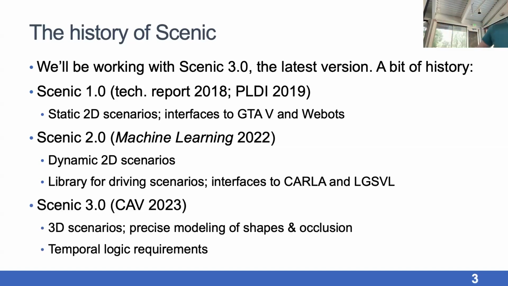And then finally, the most recent version, which is what we're going to be working with, adds full support for 3D scenarios and it models the shapes of objects, so Scenic can understand when things collide or do not, or when one thing blocks the view of another thing, etc. And also allows you to express logic requirements in temporal logic. So that's the version we'll be working with. If you go back to read some of our older papers, you might notice the syntax is a little bit different.